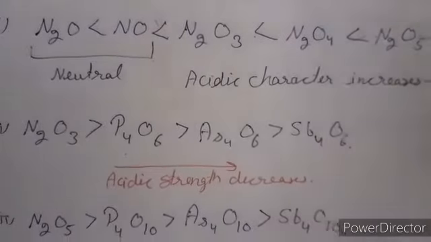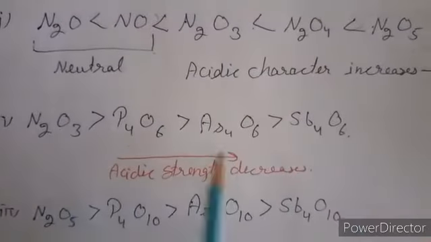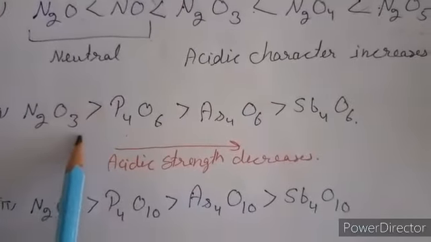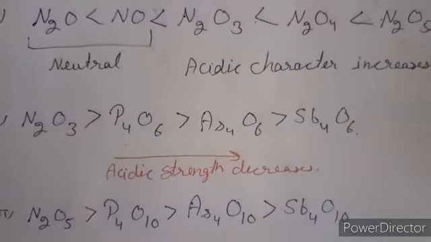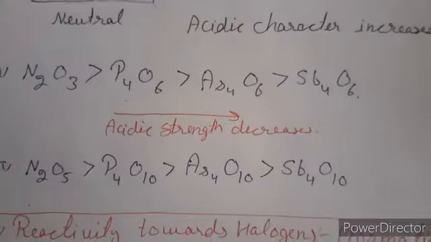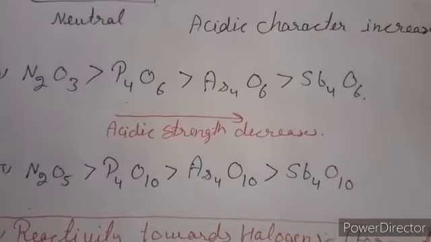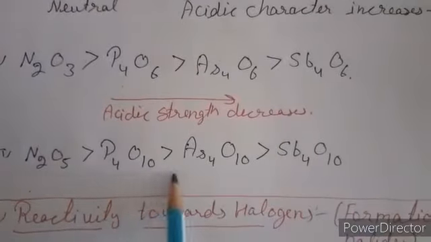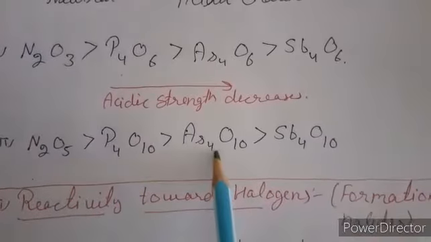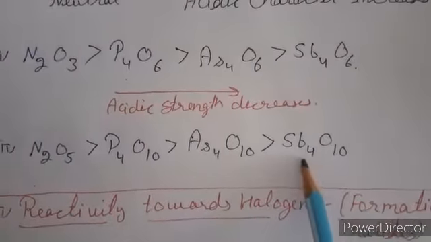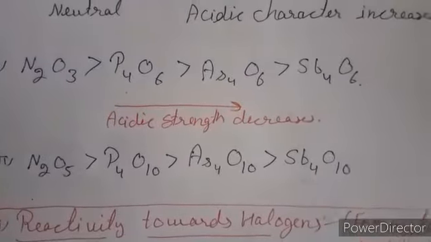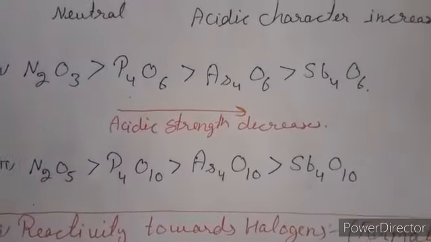And when we compare the +3 oxidation state oxides of all the group elements, nitrogen trioxide is more acidic as compared to the other group members. So it's a decreasing order of acidic character for the +3 oxidation state oxides. Similarly in the case of pentoxides, nitrogen pentoxide is more acidic than phosphorus, then arsenic, then antimony, because bismuth does not show the +5 oxidation state. So these are the oxides of group 15 elements.